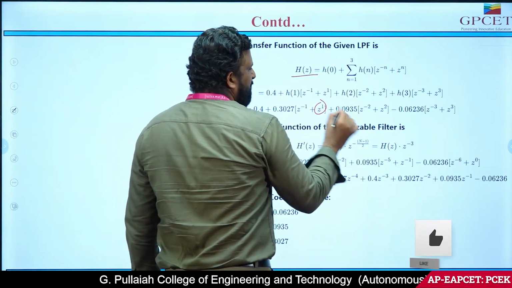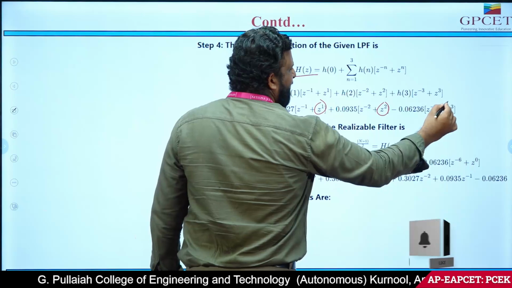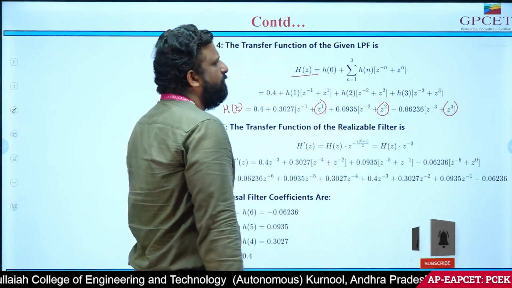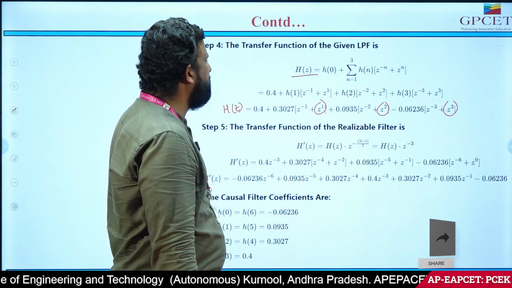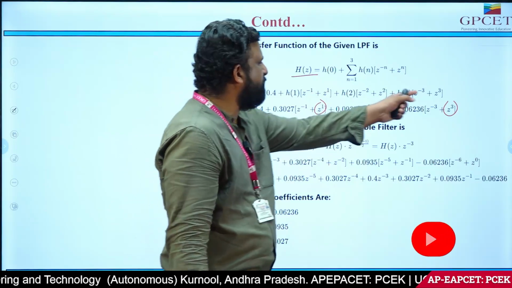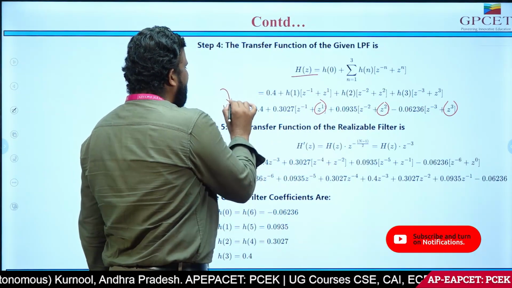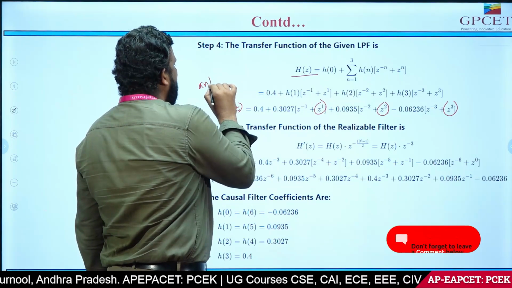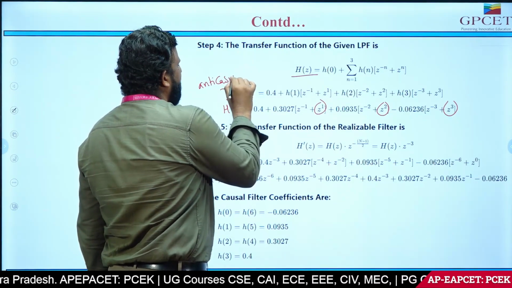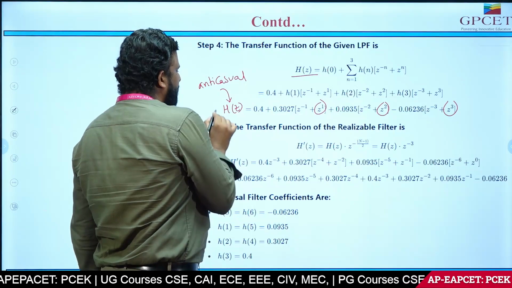Why? Because all the terms contain positive powers, that is z power 1, z power 2, z power 3. It resembles an anti-causal filter, which is very difficult to realize.